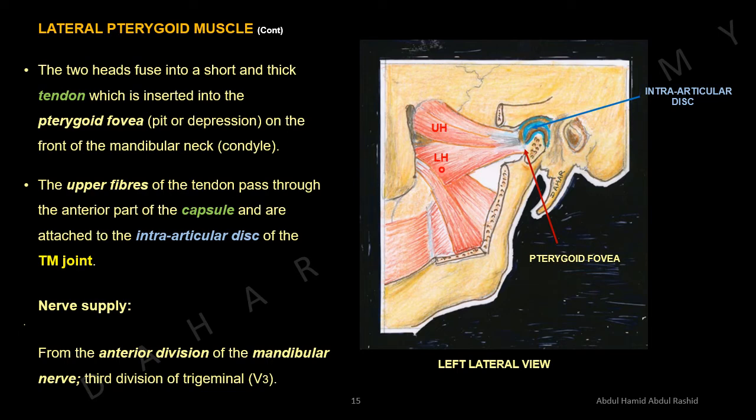They fuse into a short and thick tendon which is inserted into pterygoid fovea, which means pit or depression on the front of the mandibular neck, the condyle. The upper fibers of the tendon pass through the anterior part of the capsule and are attached to the intra-articular disc of the TM joint. Nerve supply. They receive the anterior division of the mandibular nerve, that is the third division of the trigeminal nerve.